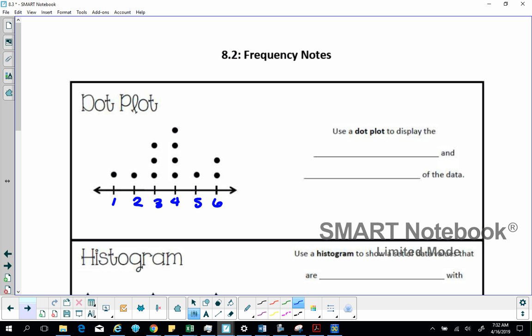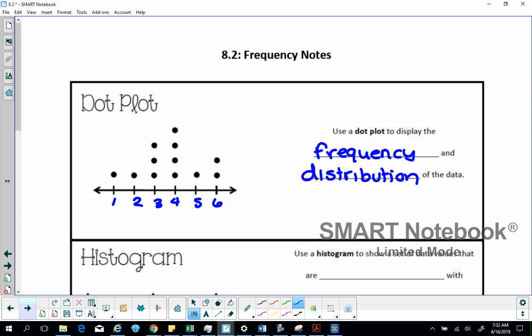So we use dot plots to show our frequency. We display our frequency using dot plots. It's another way we can show our frequency and the spread of the data, or distribution of the data. And we're going to learn about distribution a little bit more next class.